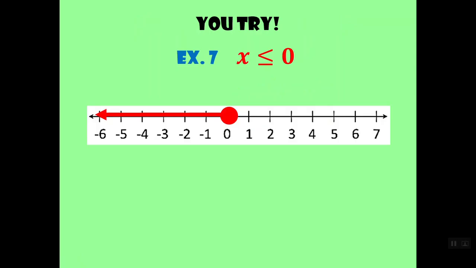All right. X is less than or equal to 0 means a closed circle at 0, and our solutions are showing as a line going to the left.